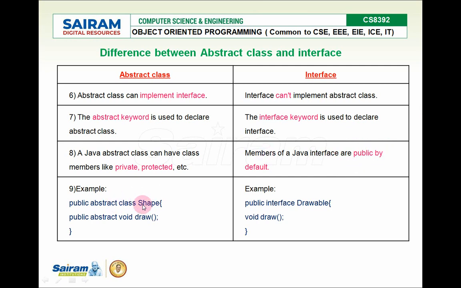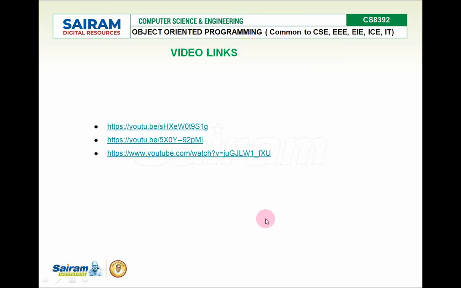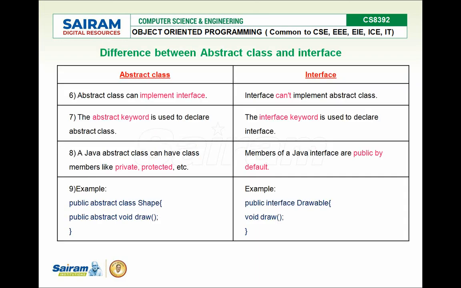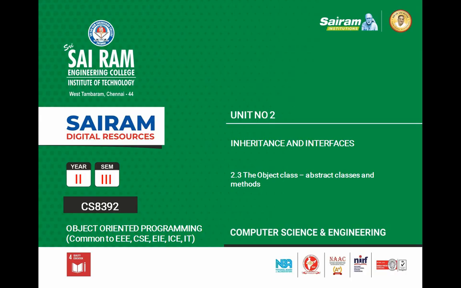So this is an example of an abstract class, abstract method, interface, and the default abstract method. So no need to put abstract over here. By default, it is abstract. So with that, we are finishing the abstract class and the method, and also the object class in Java, abstract classes and methods in Java. Thank you.